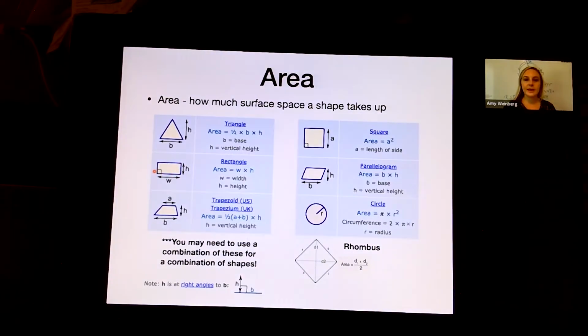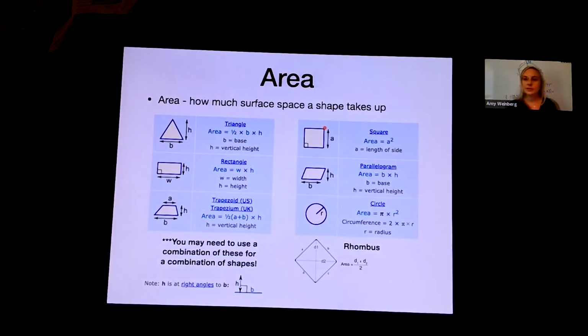Okay, and so to find the area of something, we just have certain calculations we have to know. Rectangle and square are going to be your easiest. Okay, so it's just the height times the width. Square is the same thing, height times width, but keep in mind that all sides on a square are the same. So really you're just taking one side and multiplying by itself.